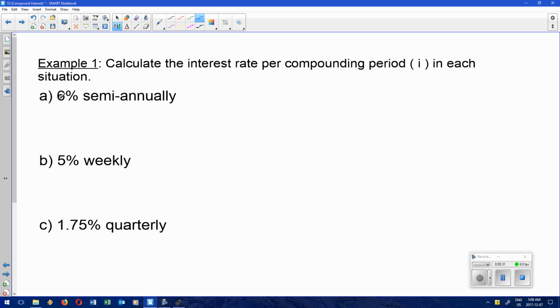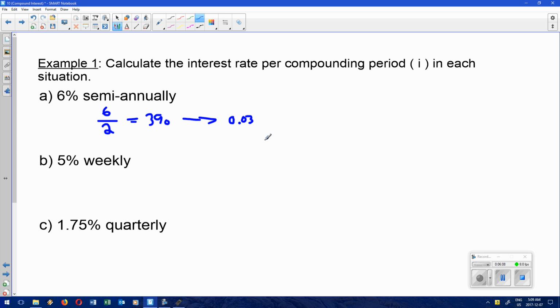Okay, so 6% compounded semi-annually means it's 6% for the whole year. But because it's semi-annually, we're going to make 2 deposits. So we just divide this by 2, again, because it's semi-annually. And that's going to be 3%. You earn 3% for the first half, 3% for the second half, and that's a total of 6% for the year. Now, if I was going to put this into the formula, we have to make that a decimal. So this is going to be 0.03.